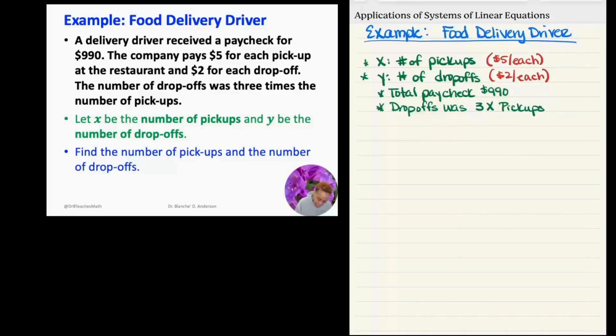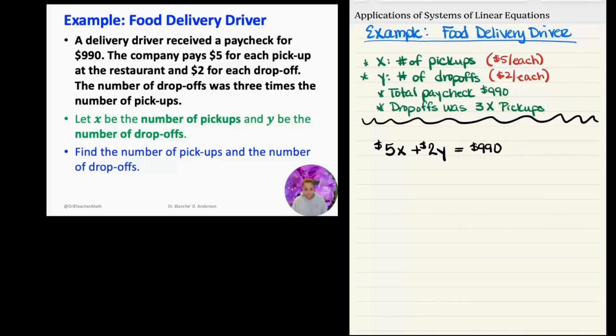Okay, so it may not look like it, but we have enough to build our equations. Let's first start with the money. $5 for each pickup, $2 for each drop off, $990 paycheck. So if I were to write that as an equation, 5 times each pickup plus 2 per drop off, with me so far? That should equal $990, because that was the paycheck.